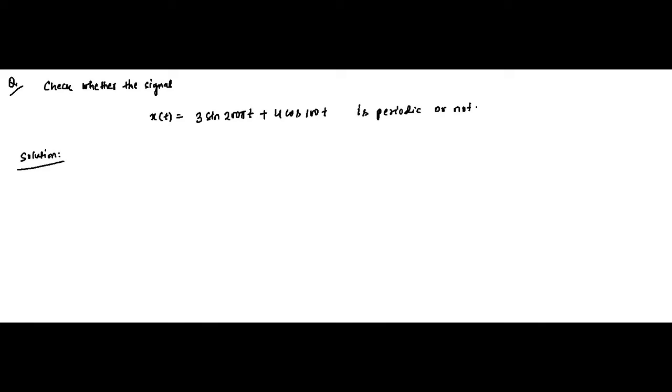So here is another question on sum of two signals. We have to check its periodicity. So the question is, we have to check the signal x(t) is equal to 3 sin 200 pi t plus 4 cos 100 t. We have to check whether it is periodic or not. So let us write it. x(t) is equal to 3 sin 200 pi t plus 4 cos 100 t. Let it be expressed as x1(t) plus x2(t) in that format.